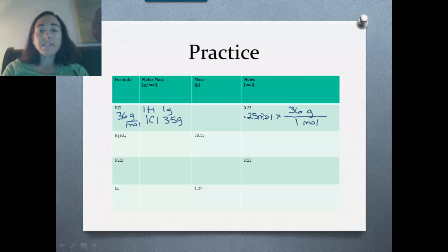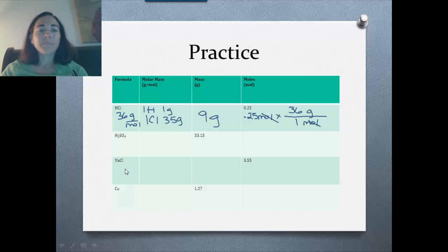Now the math is simple. Moles here cancels with moles here, and we're just going to type it in the calculator the exact way that we read it from left to right on the screen. 0.25 moles times 36. And if you do that correctly, you should come out with 9 grams. That's the mass of 0.25 moles of hydrochloric acid.